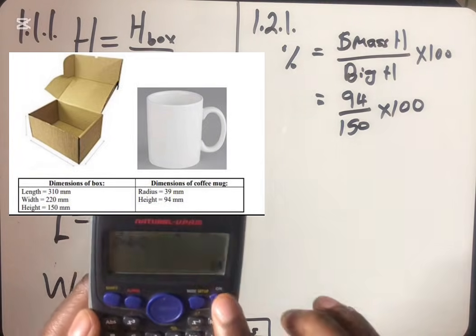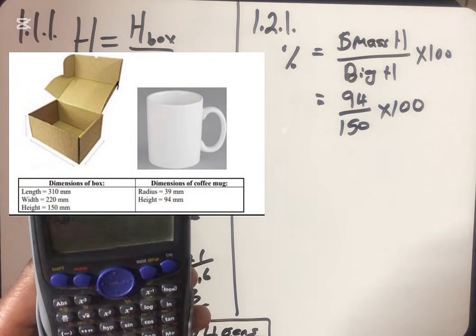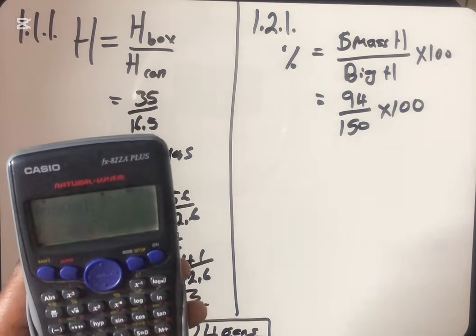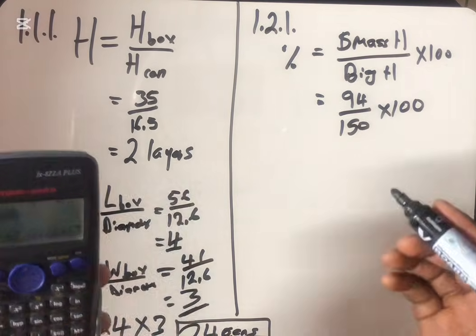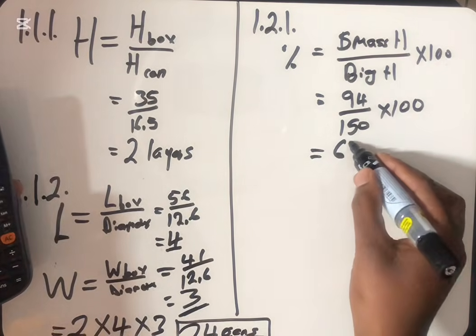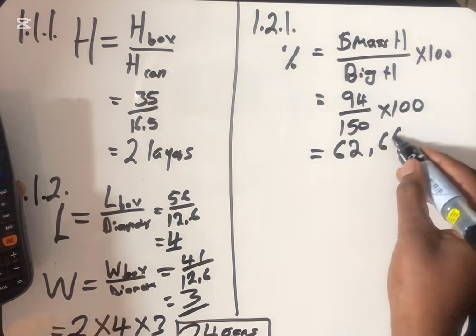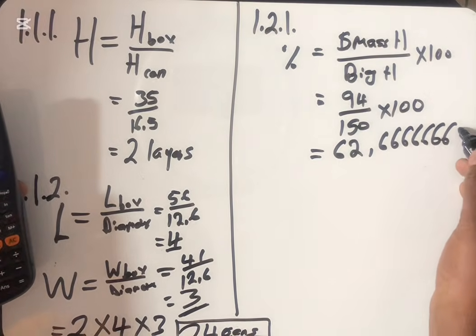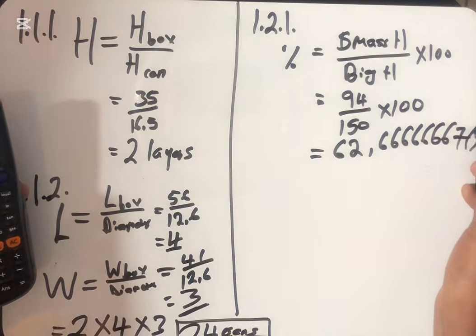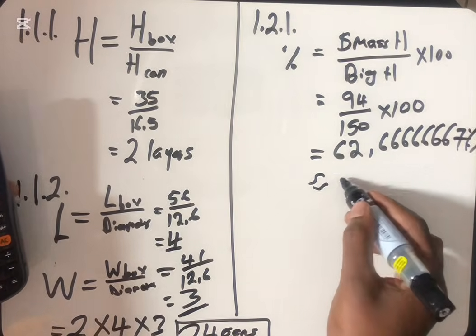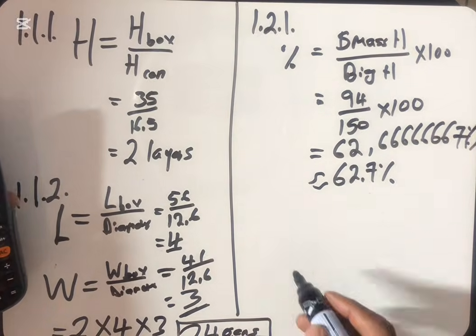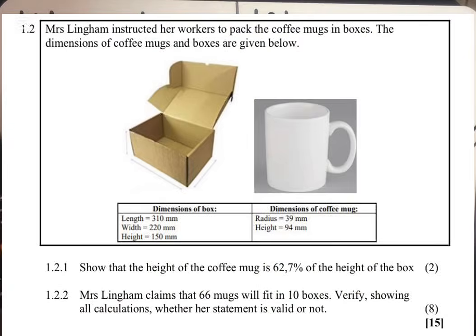Then we use a calculator. 94 divided by 150, multiplied by 100. We found that it is 62.6666667%, which can be rounded off to 62.7%.